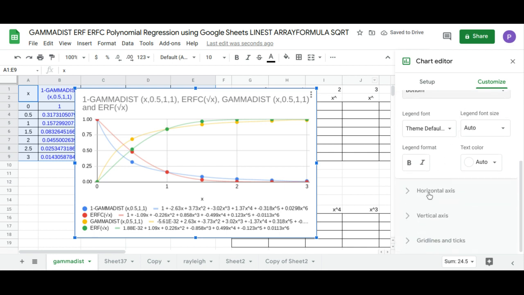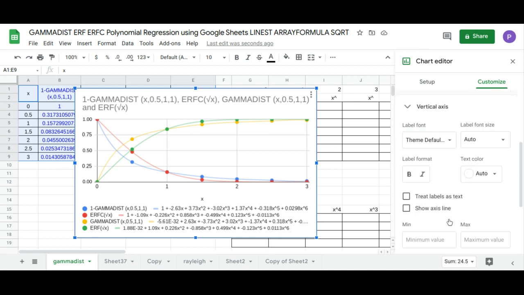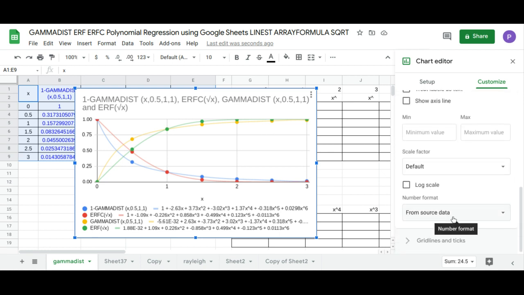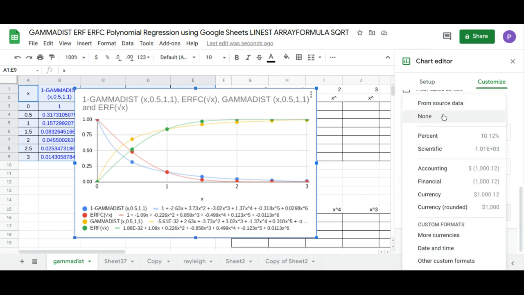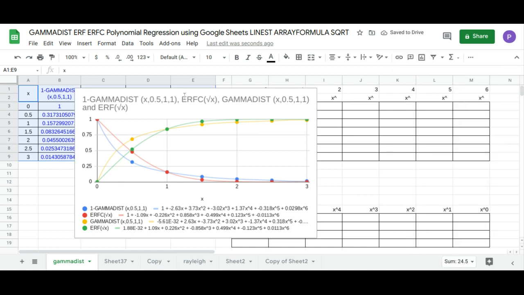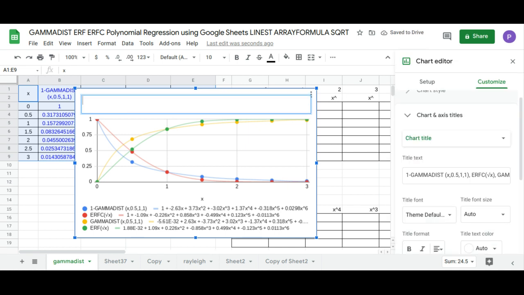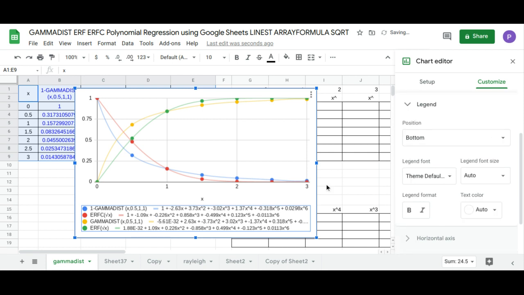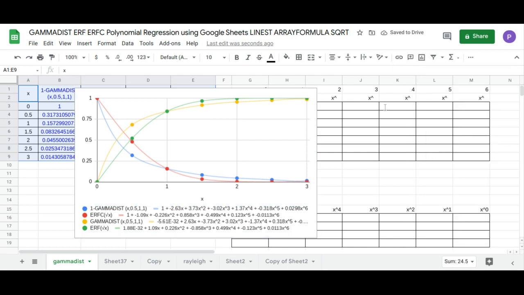In the case of the vertical axis, we need to clean this. So vertical axis, the number format is none. And here we can clean this up. The title, we don't need that since we already have the labels here down at the bottom. Now we have enough space to show the line.